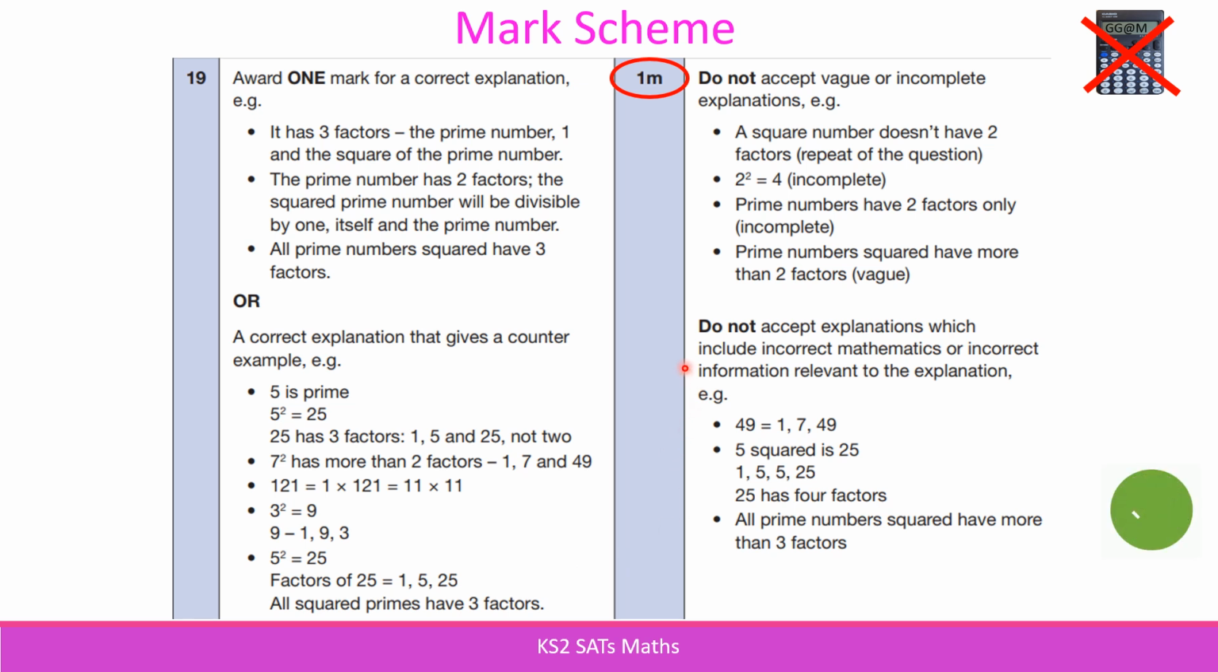Again, it just says do not accept any explanations which include incorrect maths or incorrect information. So they've got 49 is 1, 7, 49. You've got to make sure you've got the correct information here. So like 1, 5, 5 and 25. These are all the numbers that multiply to give 25. And then saying 25 has 4 factors, but actually 25 has got 3 factors because this 5 is repeated. So these are the things not to include. The bits on the left are what to include, which will give you the mark on the exam.